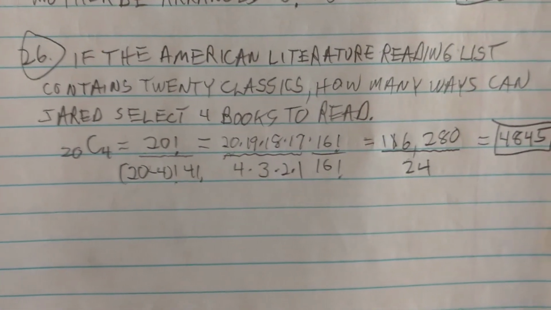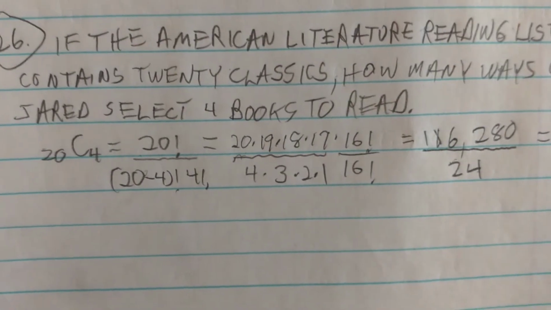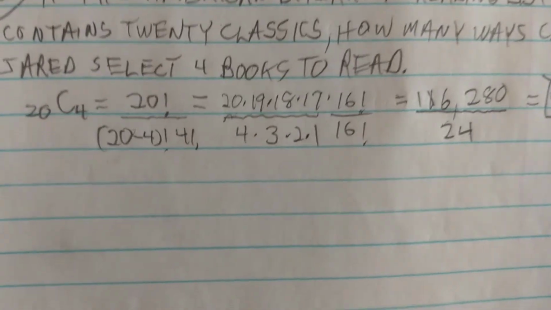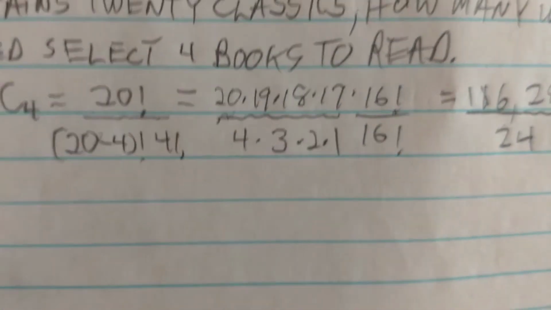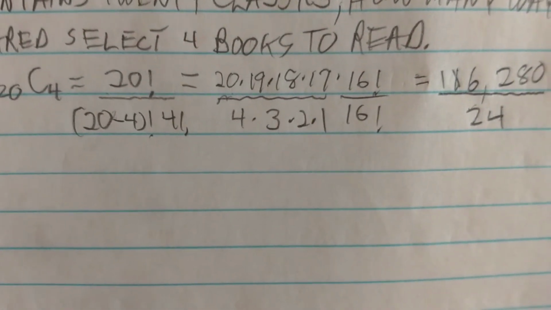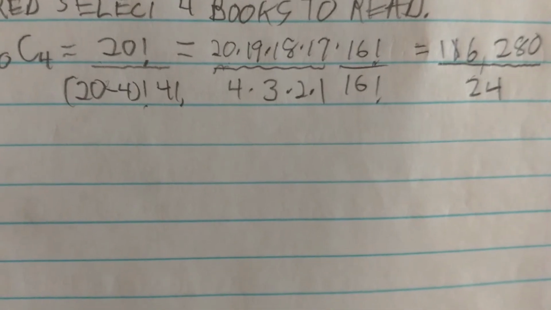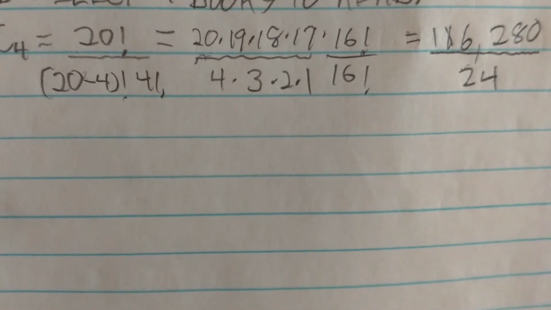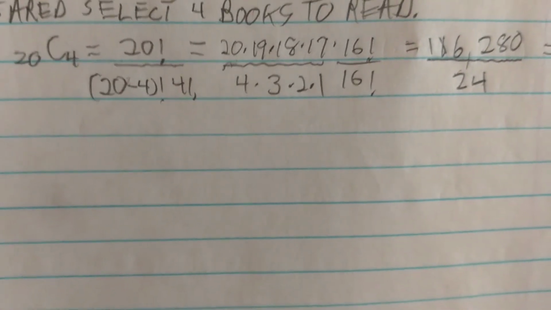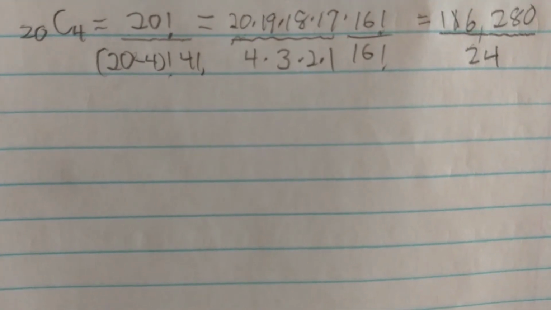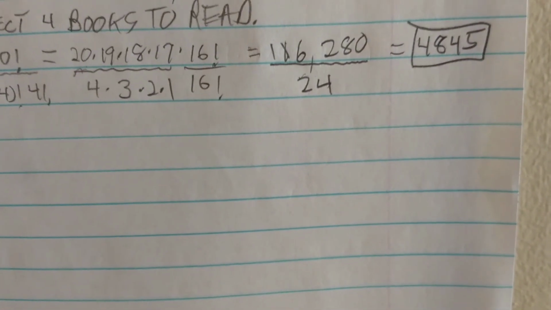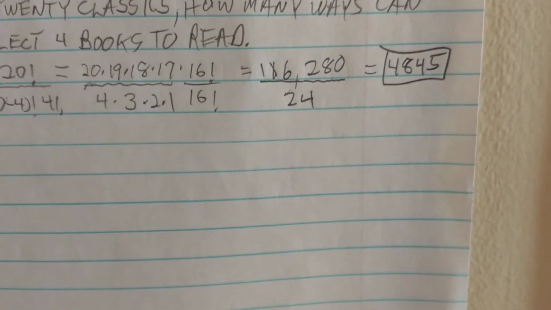Now the last one here: if the American Literature reading list contains 20 classics, how many ways can Jared select 4 books to read? And here the order doesn't matter, so we use combinations. So that would be 20C4, which is 20 factorial over (20 minus 4) factorial times 4 factorial, which would be 20 times 19 times 18 times 17 times 16 factorial over 16 factorial, and then divided by 4 times 3 times 2 times 1, or 116,280 over 24, making 4845.